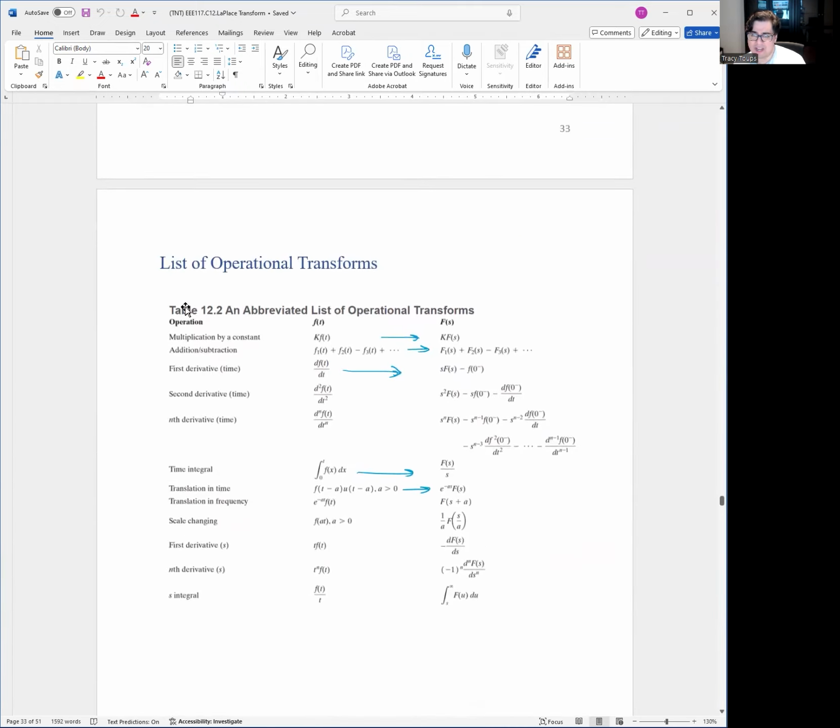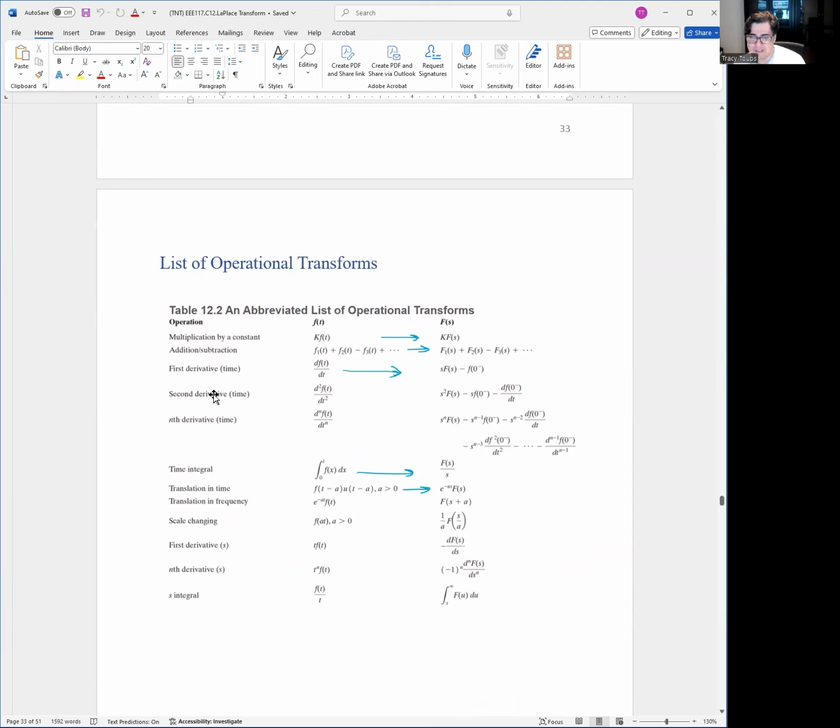We have another table called the operations table. So this is multiplied by a constant. You can see K f of t is K f of s. Addition and subtraction means we could just do a straight conversion one by one. Here's your derivative. df of t is s of F(s) minus our initial condition.